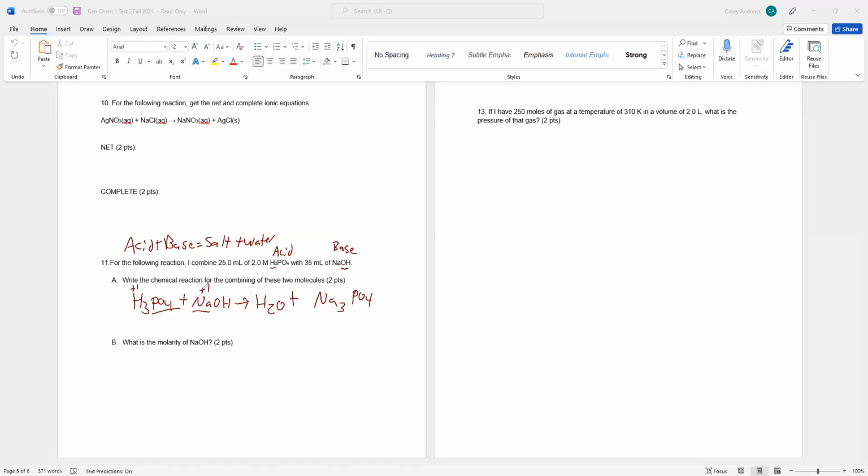So now I have to balance this reaction out. So it's 3 sodiums on the left, 1 on the right. So put a 3 there. That now makes it 6 hydrogens to 2. So put a 3 there. That should be a balanced reaction, no?